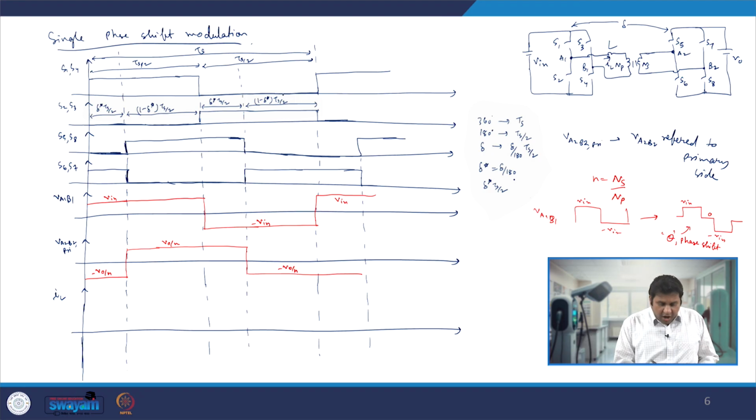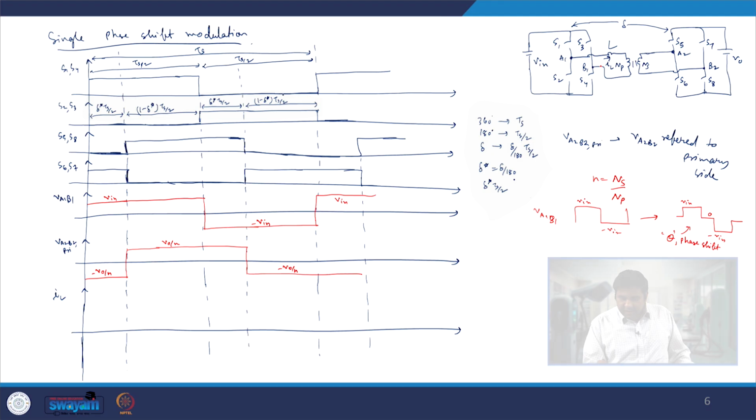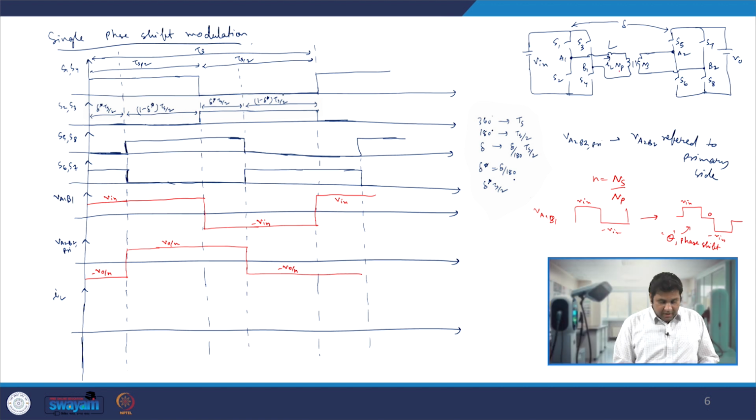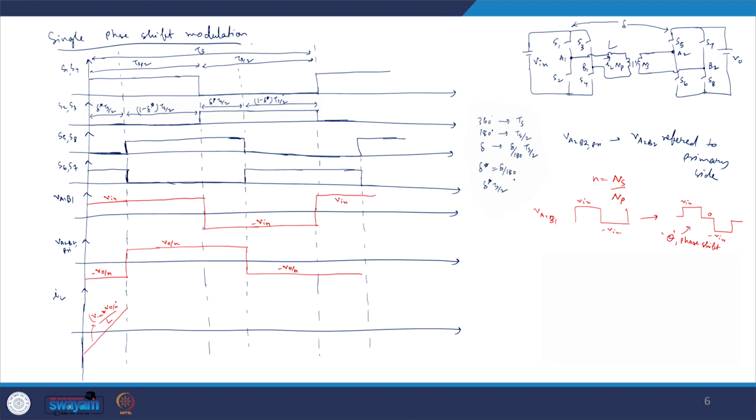Now let us see how my IL current will vary. Here we are applying V in and V naught. So across this L, from here we are applying V in voltage, and from here we are applying minus V naught by N voltage. So that's when my IL current will actually rise with very fast slope, because the slope is nothing but V in plus V naught by N by L. With that slope it will rise.